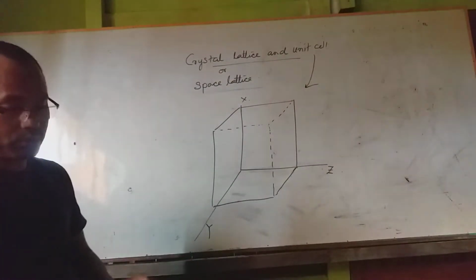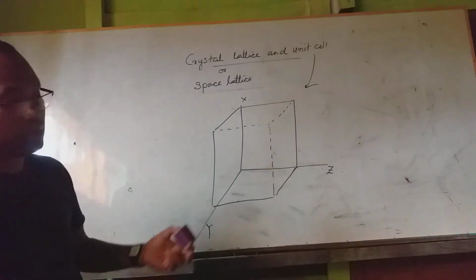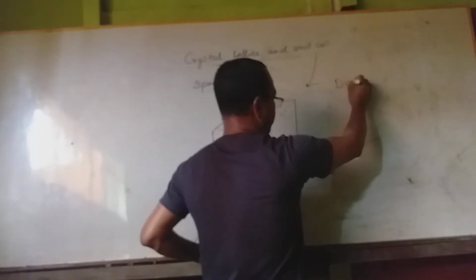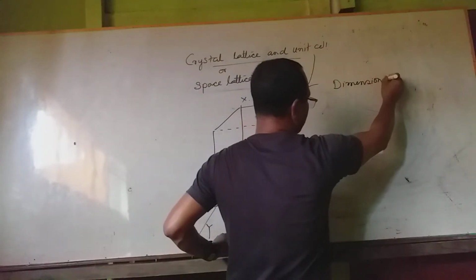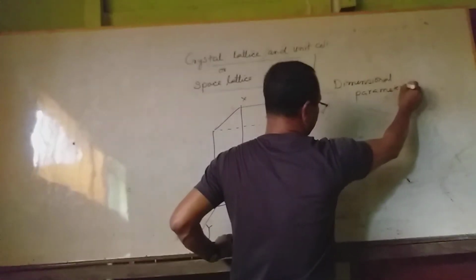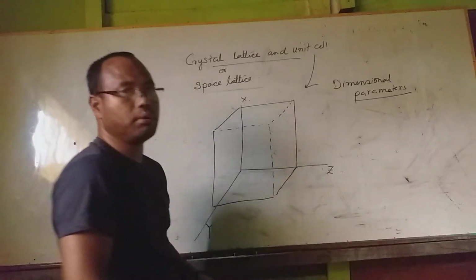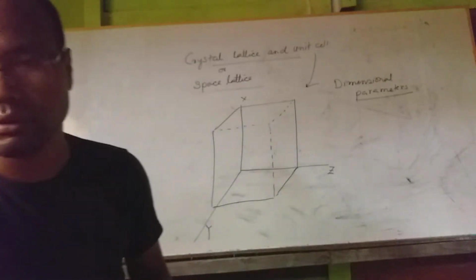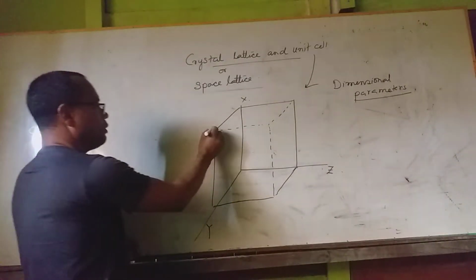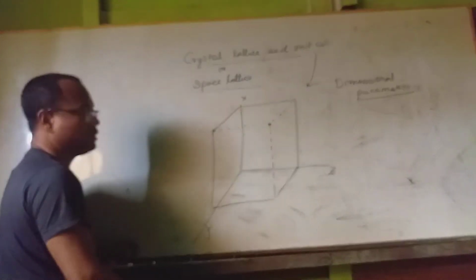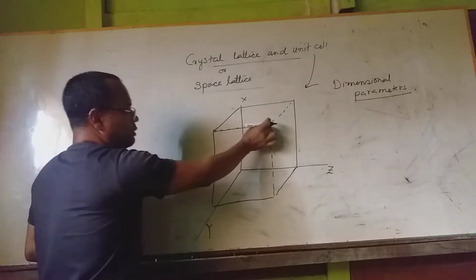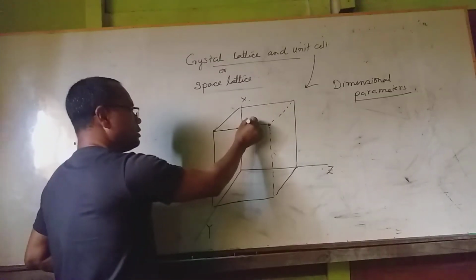Okay, so in this box, what do we know about the dimensions? What are the dimensional parameters? I write the dimensional parameters, right? What are the important dimensional parameters of this unit cell? I show you here. This is one of the corners, this is another corner. The distance between these two corners is the length of the side. So I mark it here, this is a.